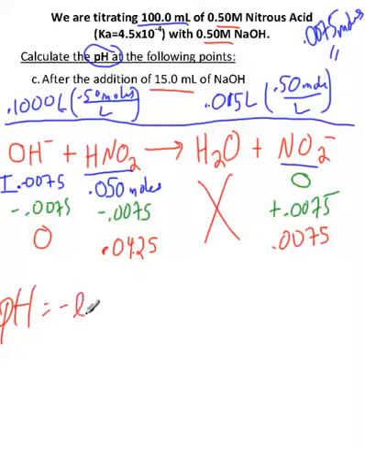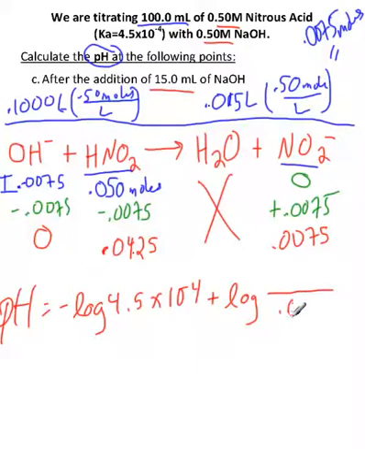pKa, or in other words, the negative log of the Ka value, 4.5 times 10 to the minus fourth. It's a bad 10 to the minus fourth, but oh well. Plus the log of, since I did Ka, my acid's going to go on the bottom. This guy's my acid, 0.0425 over 0.0075.